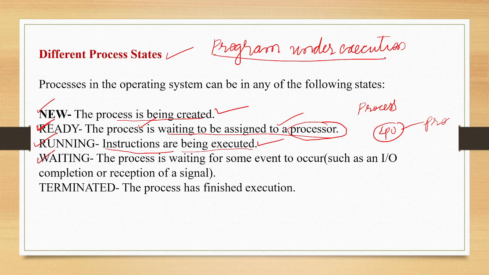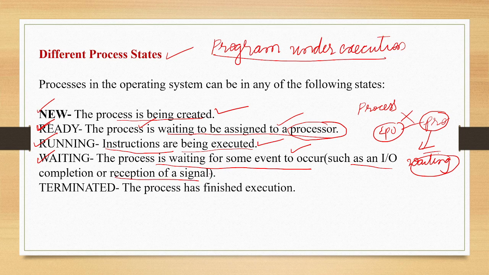Next one is the waiting state. What is the meaning of waiting state? Suppose this particular process which is being executed by the CPU is waiting for some input. It has stopped executing and it is waiting for some input from the user. This is called the waiting state, right? The process is waiting for some event to occur, such as IO completion or some signal. That is called the waiting state.